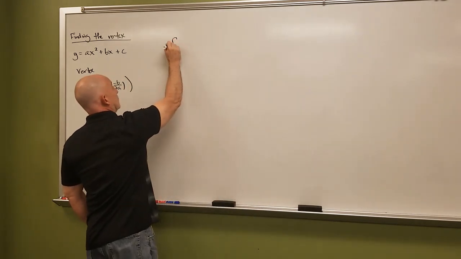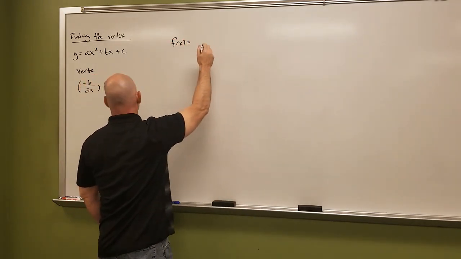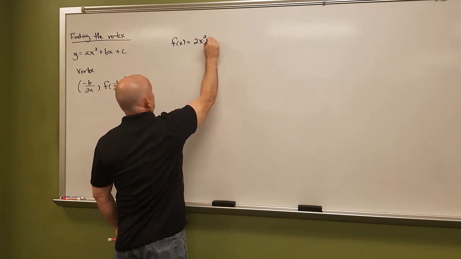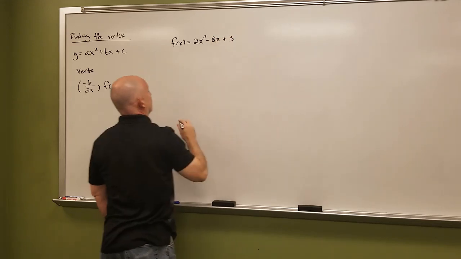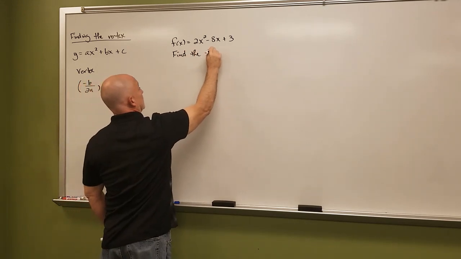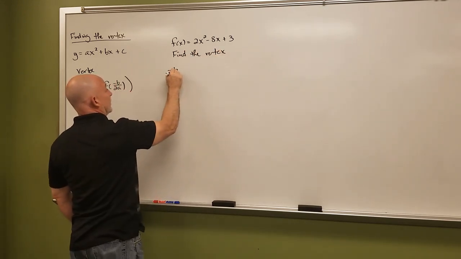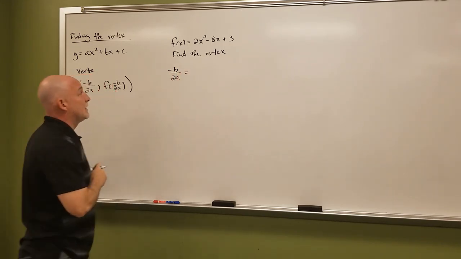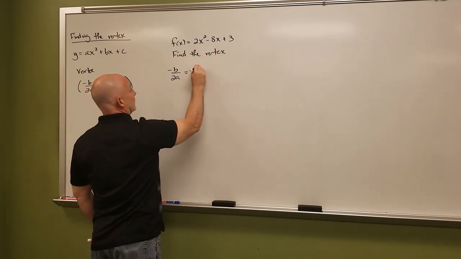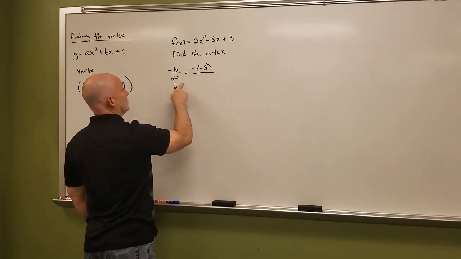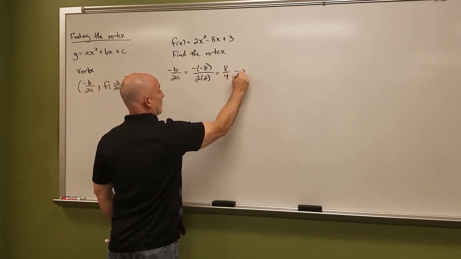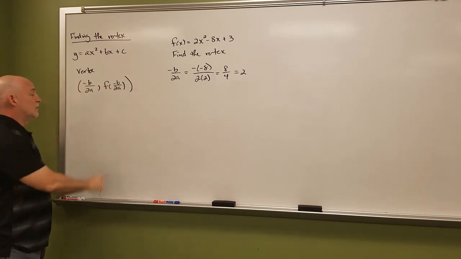So let's say I gave you f of x is equal to 2x squared minus 8x plus 3. And I said find the vertex. All right, so all we need to do is figure out what negative b over 2a is. That'll be the x value of the vertex. Well, b is the coefficient in front of the x, so that's going to be negative 8 all over 2 times a. A is the leading coefficient, so 2 times 2. That's 8 over 4, or 2. So we found half of our vertex, that's the x value.